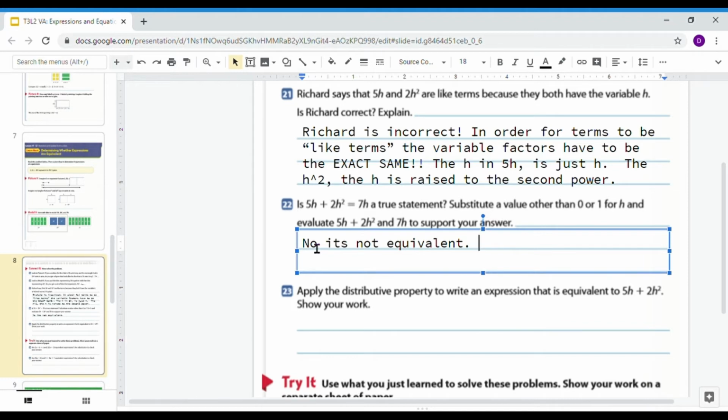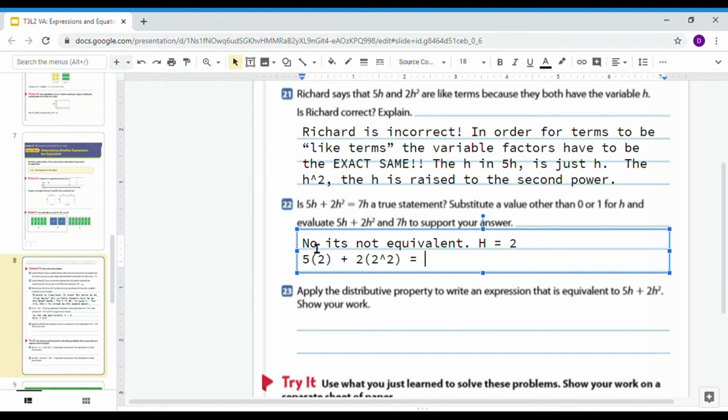Okay, so I'm going to substitute in where h equals 2. And when I say h equals 2, that means that every single time I see an h, I'm going to substitute the number 2 in. So for the first expression, 5h plus 2h squared, I'm going to have 5 times 2 plus 2 times 2 squared.